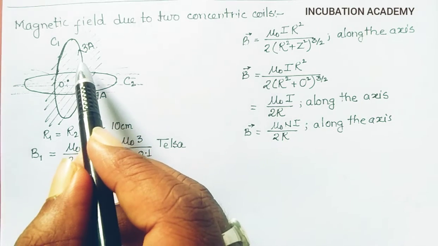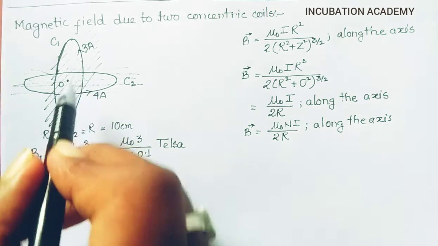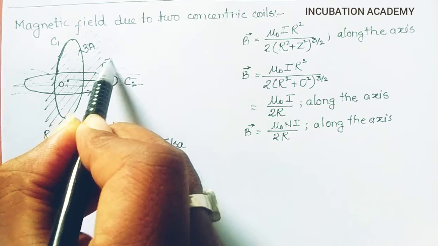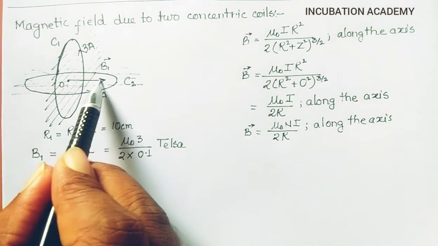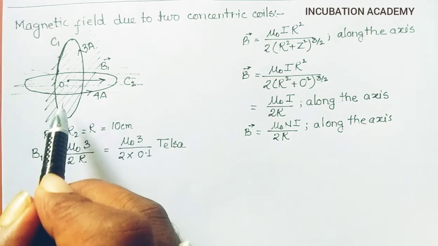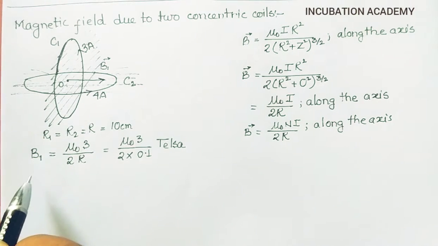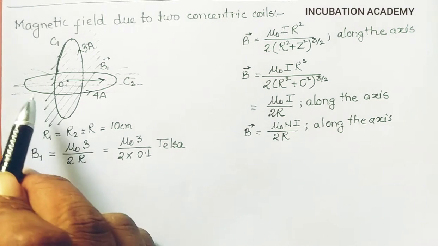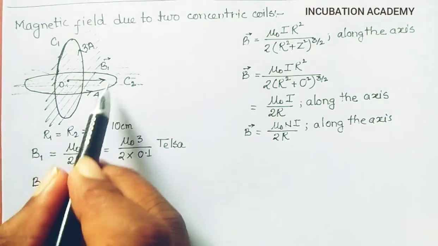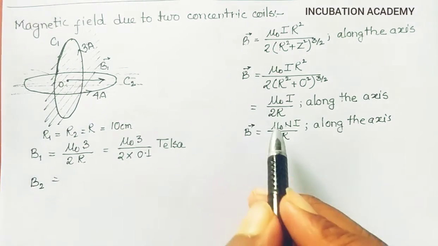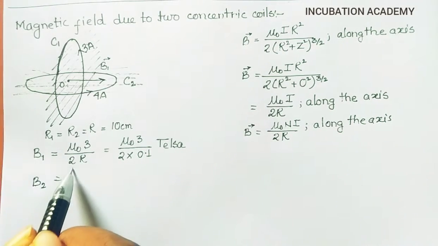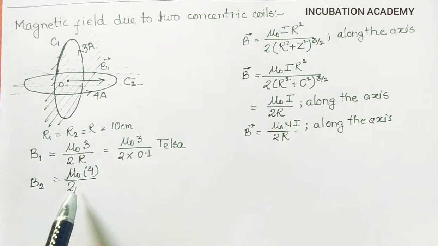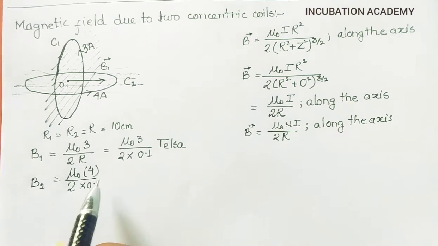For C1, the current flows in that particular direction, so if you curl all your fingers except the thumb, the magnetic field due to this coil C1 is perpendicular to the plane of the coil. Now for the magnetic field due to coil 2, the current flows in the direction seen in the figure. Putting in the formula, it is mu naught into 4 divided by 2 into 0.1, taking the radius as 10 centimeters.